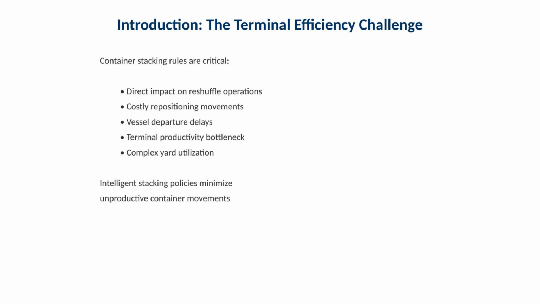The most visible symptom of weak stacking rules is the reshuffle. A reshuffle is the kind of move everyone wants to avoid. You relocate a container that is not leaving now, only because it blocks one that must leave sooner. As yard utilization increases, these avoidable moves rise sharply and quickly become a dominant source of delay.